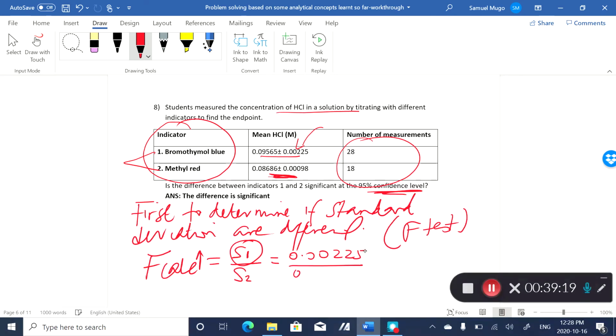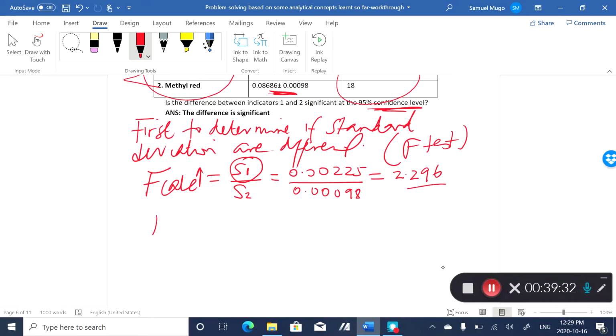Divide by 0.00098, and whatever ratio you get is 2.296. Then you go to the table and determine your F from the table, which again is fairly straightforward. You can check it out. The F in the table is 2.11. And so you can see the difference. In this case, the F that I calculated is actually bigger than the F from the table.